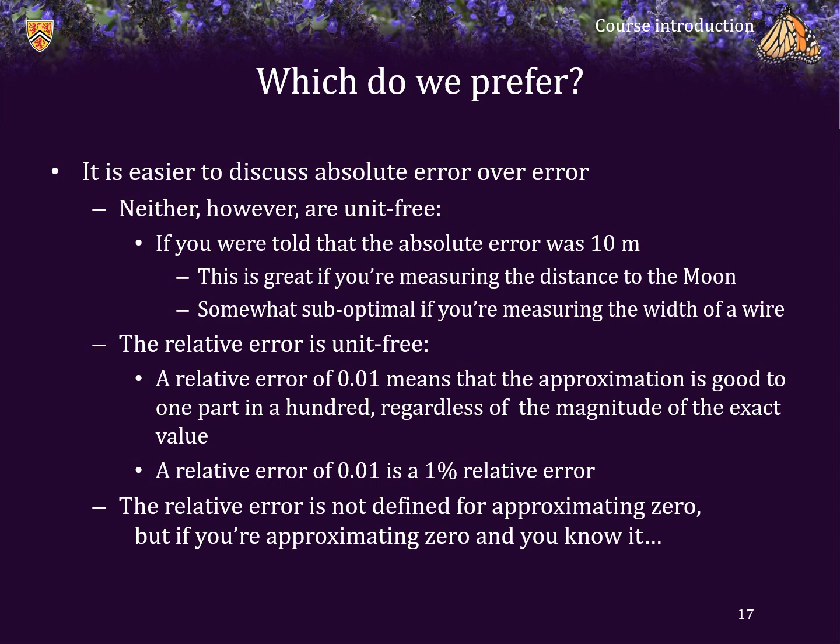Now, one thing to point out is that the relative error is not defined for approximating 0. But if you're approximating 0 and you know you're approximating 0, then you do have an issue. Note that the Taylor series gives the absolute error and not the relative error in its error term.